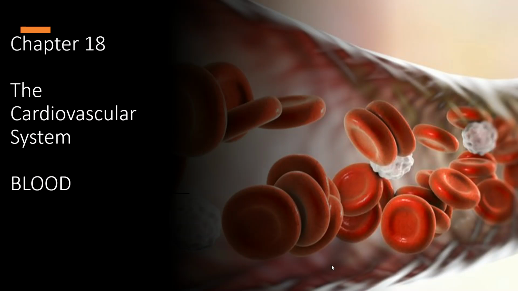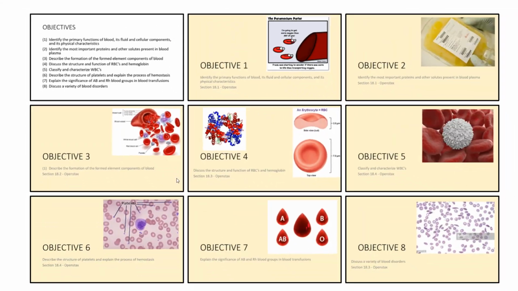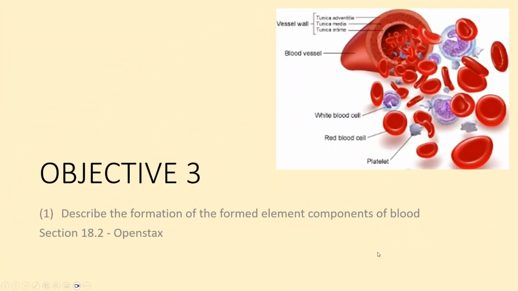This video is going to go over chapter 18. Objective 3. Objective 3 is describing the formation of the formed element components of blood. So this is talking about the red blood cells, the white blood cells, and the platelets.